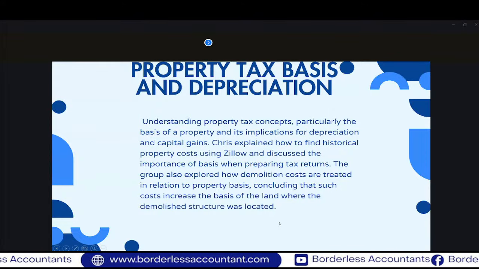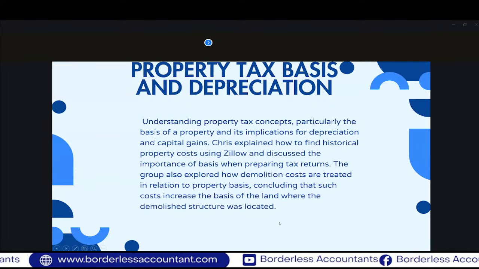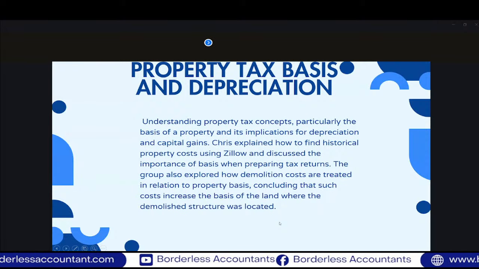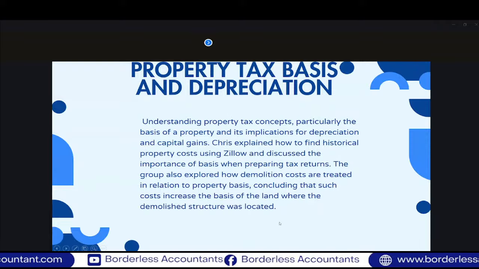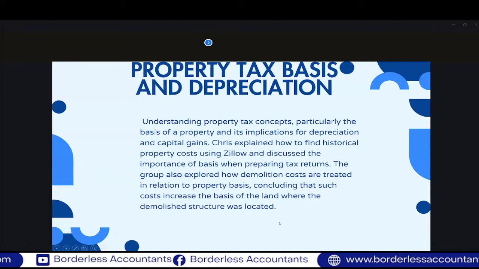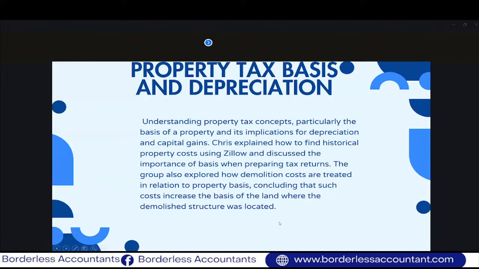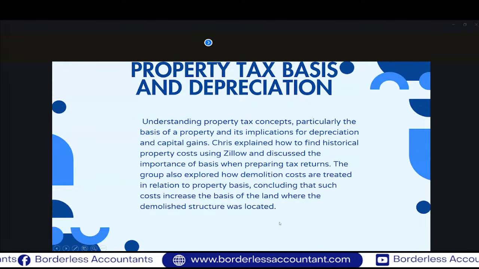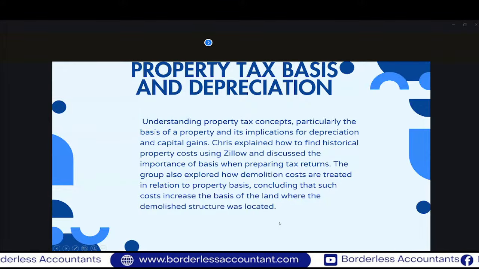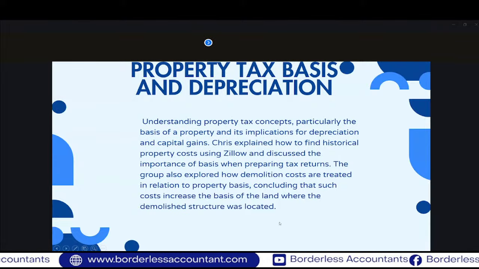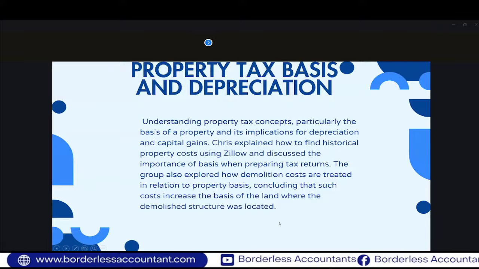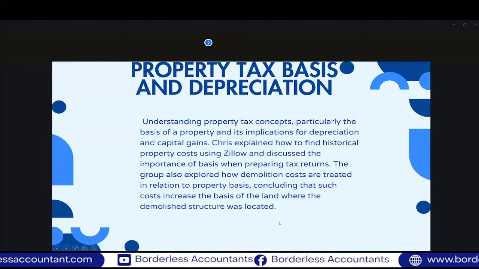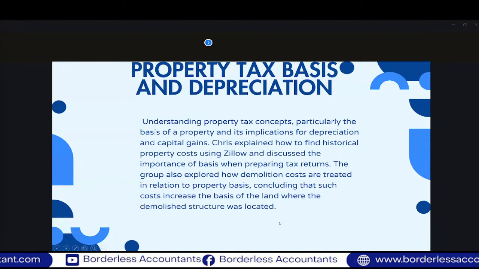So, property tax basis. The tax basis of property is the amount you've invested in it for tax purposes. It's used to determine, first, gain or loss when you sell a property. Second is the amount you can depreciate over time. The initial basis includes the purchase price, closing costs, which are the title fees, legal fees, and other expenses or fees incurred during the purchase of the property, or improvements such as additions and renovations. Land is not depreciable, but buildings and improvements are.